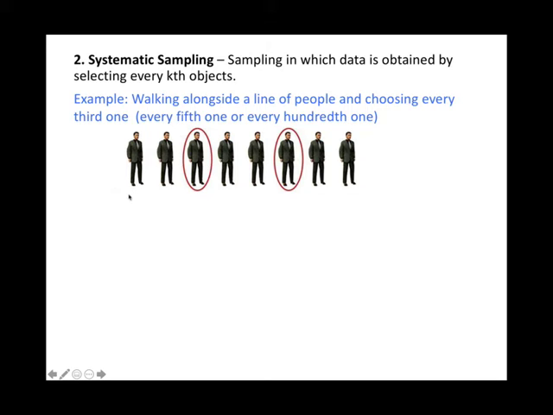So you can see here, I'm going to pick every third one to be my sample. 1, 2, 3, this is my sample. 1, 2, 3, this is my sample. 1, 2, 3, this is going to be my sample. You can pick every third one, every fifth one, or every hundredth one. It depends on your sample size also. This is called systematic sampling.